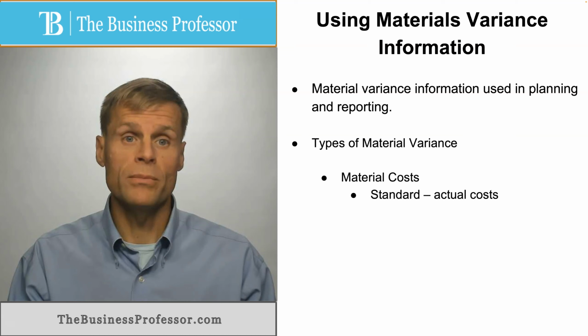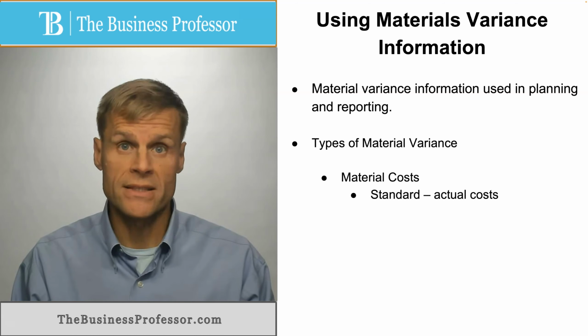What is material variance and what is the use of material variance information? Well, to start with, material variance is, as the name implies, some variation with regard to material used in the operational process. Now, there are numerous types of material variance.